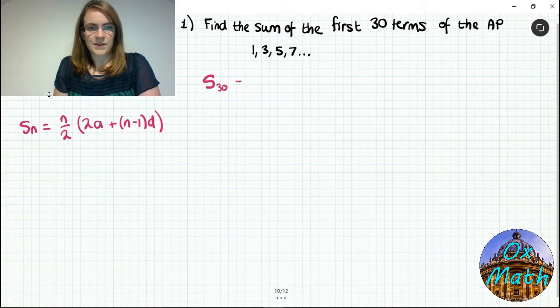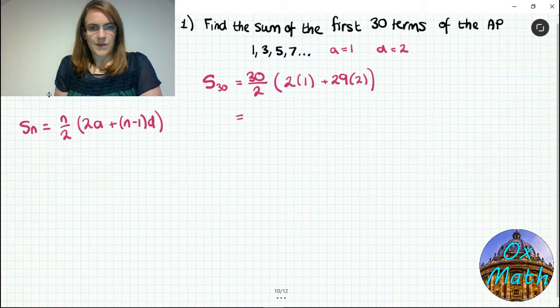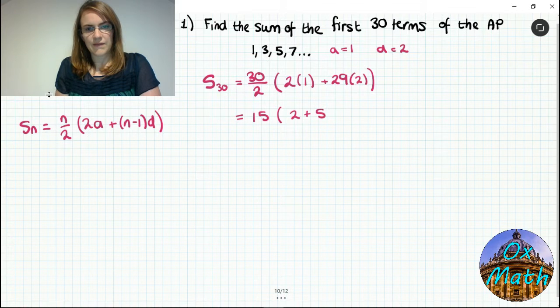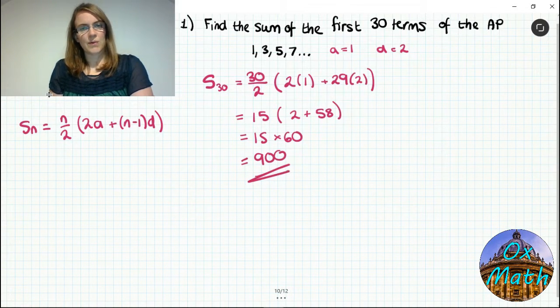So S30 means 30 terms, so we're going to use n is 30, so 30 over 2 lots of 2 times a. Our first term in our sequence is 1, so 2 times 1, plus n minus 1, which is 29, because remember we're using 30 terms, and our difference is 2, so 29 lots of 2. So 30 over 2 is 15, lots of 2 plus 2 lots of 29 is 58, so 15 times 60, which is 900. So our first 30 terms of this sequence would actually add up to 900.